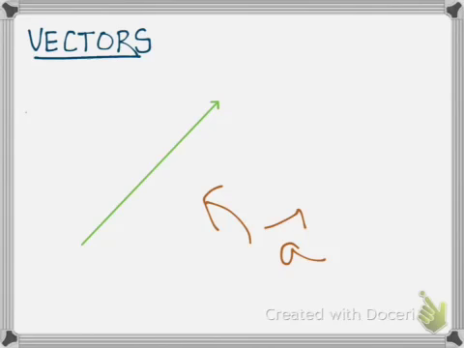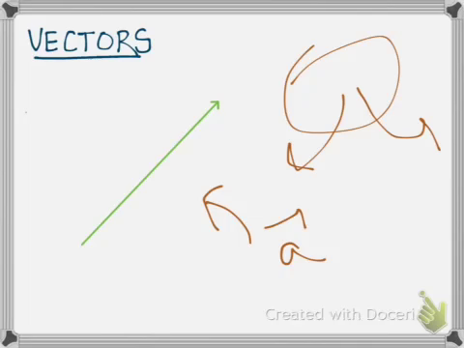So if this arrow tries to represent any quantity, and this quantity has a direction and a magnitude, then that is a vector. So if in this world there are a lot of quantities, mainly physical quantities, then these quantities can be of two types: a vector or a scalar quantity. Vector quantities are those quantities which have a direction as well as magnitude, whereas scalar quantities only have a magnitude.